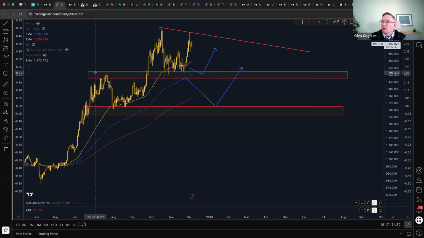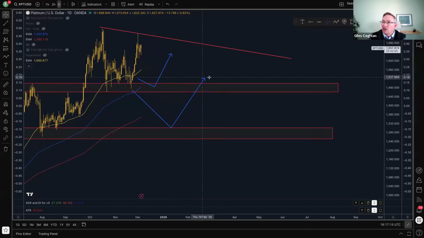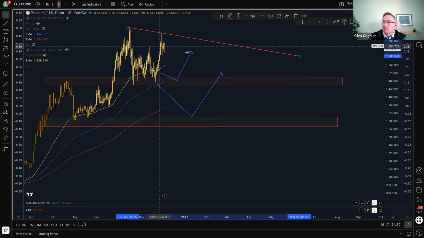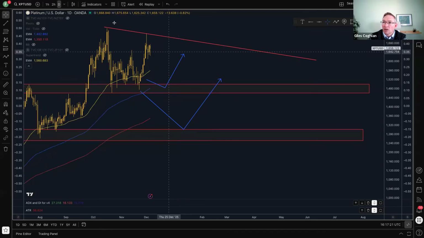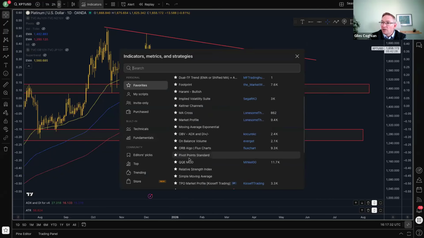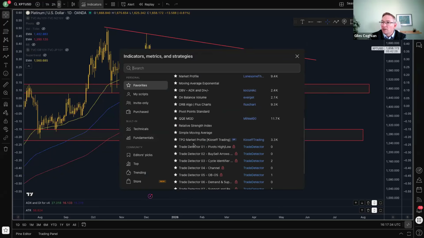So if we look at platinum on the daily chart, do you see here? One touch, two touch. So it means if you get a breakout of here on rising volume, so let's just put the on balance volume in.